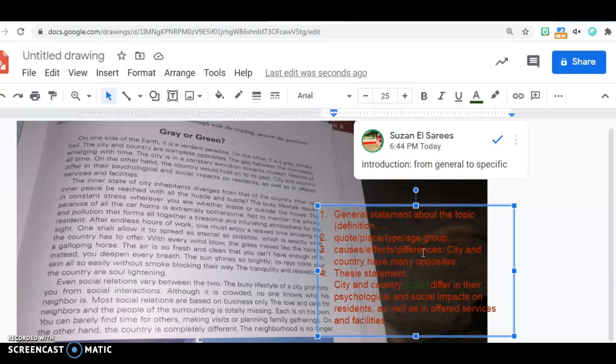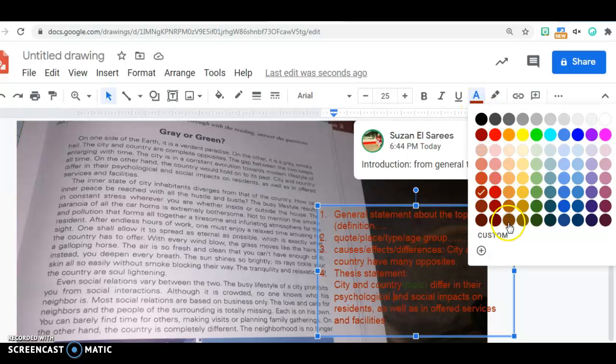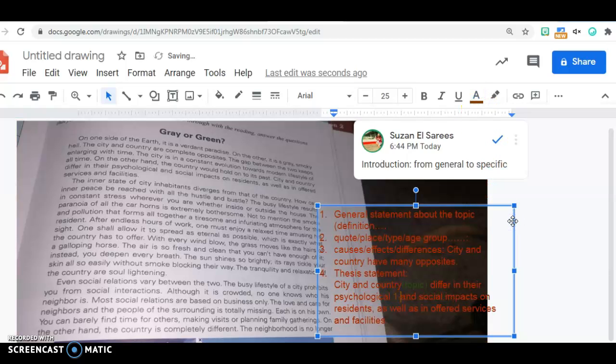This is the topic, but he remembered he cannot write everything about city and country in one essay. Actually, he doesn't know everything about city and country. So he chose 3 differences. The first one is the psychological difference. Let me go here. This is the first difference. The second difference is the social difference, social impact on residents, on people. And the third is the offered services and facilities. So he took the differences between city and country. He narrows it down. He wants to talk about 3 specific ideas in the essay.